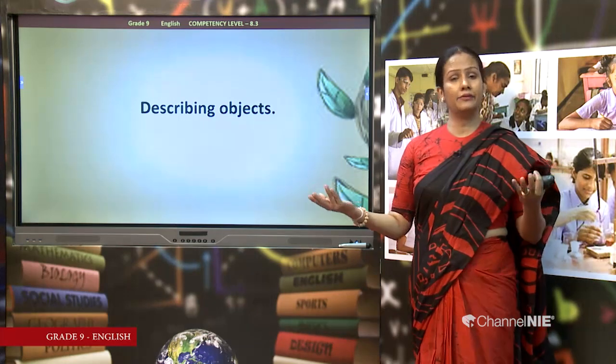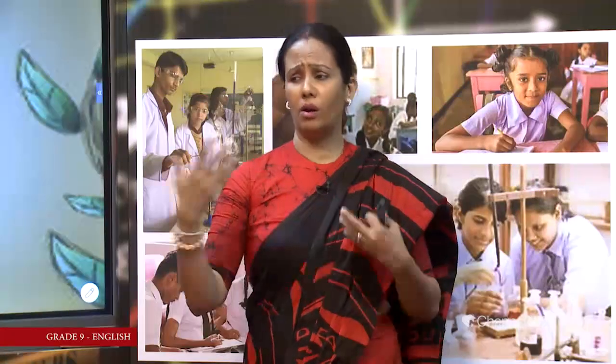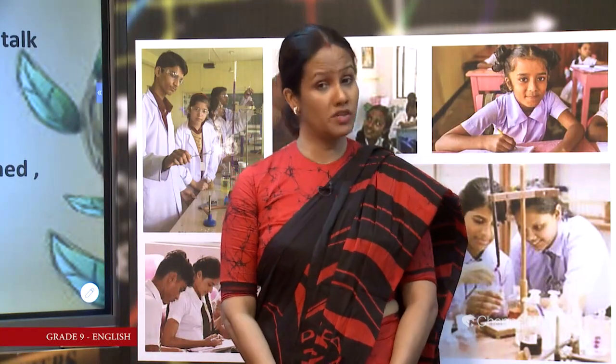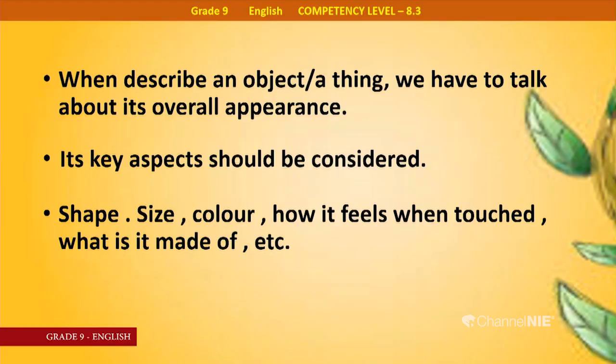These objects are anything that we can have in our house or school or anywhere. So, we will see what objects we are going to describe and what we have to do when describing an object. Yes. When we describe an object, a thing, we have to talk about its overall appearance. That means all together how it looks. Without telling that we can't describe an object. Its key aspects should be considered. Key aspects, what are the basic qualities of that object, like shape, size, color, how it feels when touched, what it is made of and so on. Okay, so we will move on to an object and see what these qualities are.